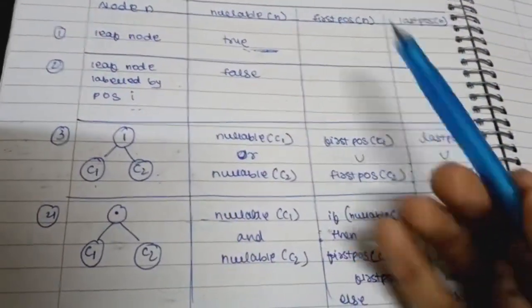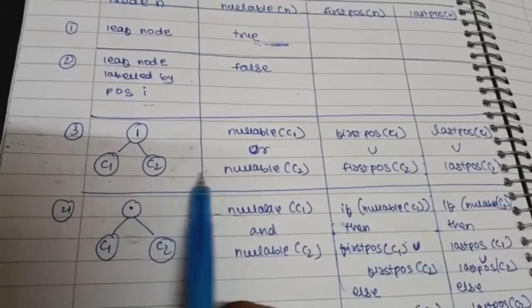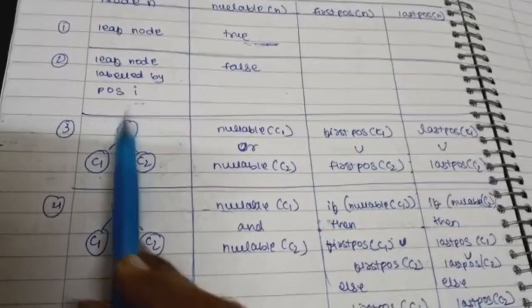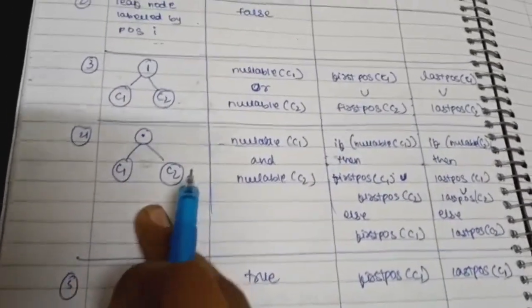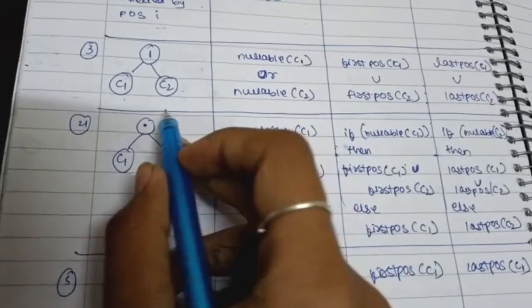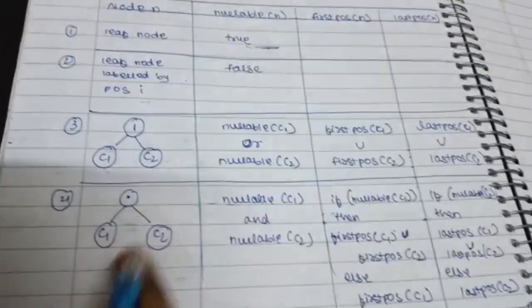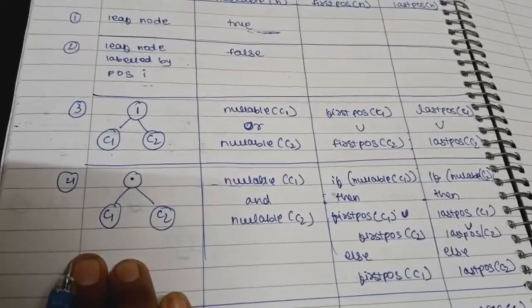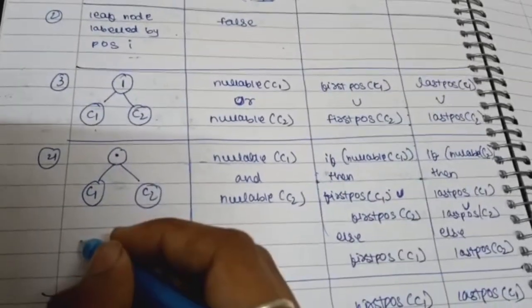Same way for the last position. First you need to calculate the last position of C1, then the last position of C2, and you will get the last position of this OR operator. The next one is the concatenation operator. For the concatenation operator, when you are going for nullable, you know concatenation means appending the regular expressions, or you can say any input symbols, or you can say strings.